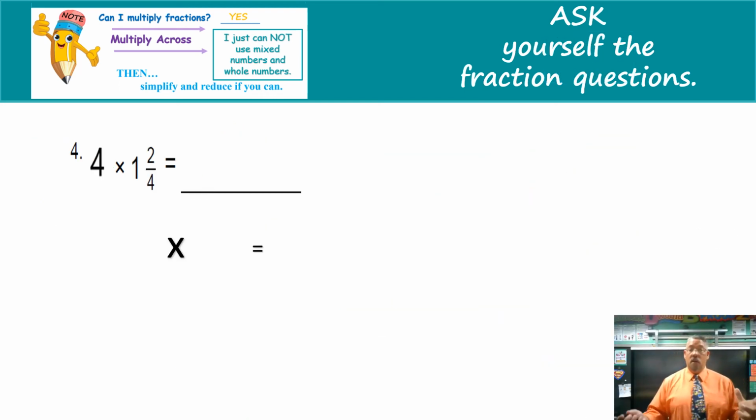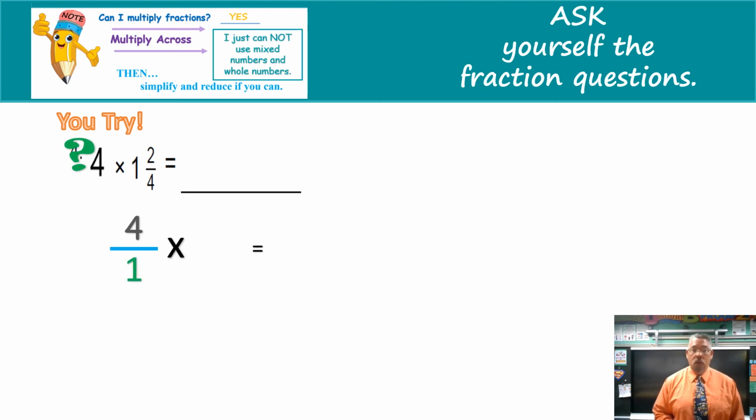All right, so let's see how you did on your own. When you first started this math problem, hopefully you looked at it and you're like, oh, I remember I can't use a whole number, right? 4 can't be used in this math problem. So the easy way to do it is simply by putting it over 1. All right, so then you look at 1 2/4. Well, then you have to go through the process. So hopefully you followed the process.